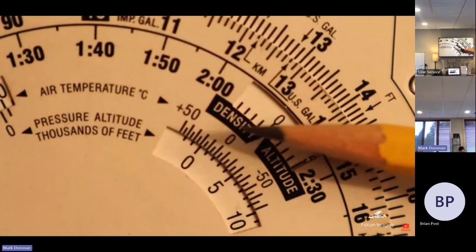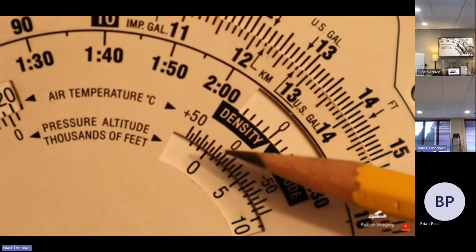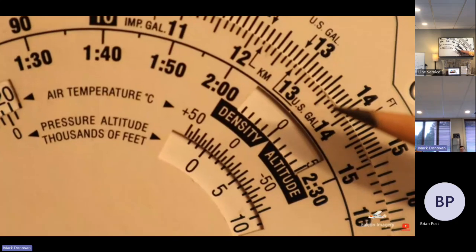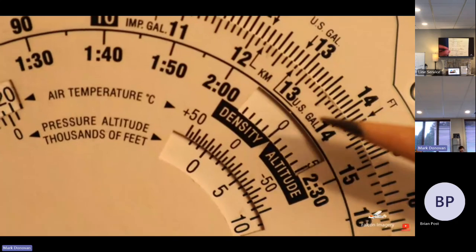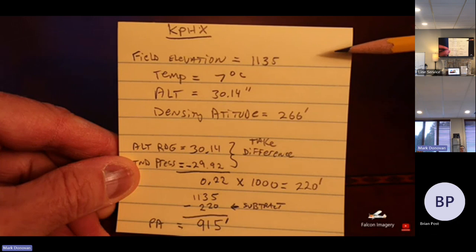We care about 7 degrees Celsius. So if that's 0, that's 5, and that's 10, it looks like it's right about 1,000 feet, maybe just shy of 1,000 feet pressure altitude. Well, how does that E6B determination of pressure altitude equate to the mathematical way for figuring out the pressure altitude?